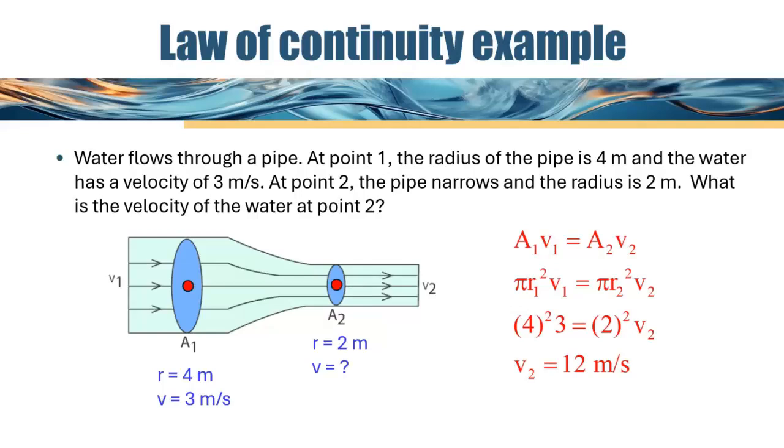And I can solve for the velocity at point 2. Now, just looking at the pipe, we know that the pipe is narrowing and we would expect the velocity to be speeding up. So the velocity was 3 and now we have a velocity of 12, so that makes sense.